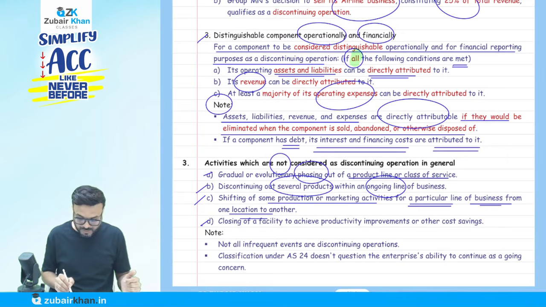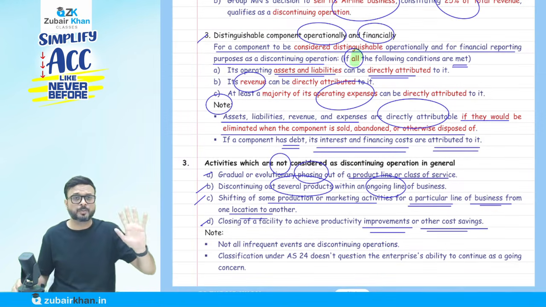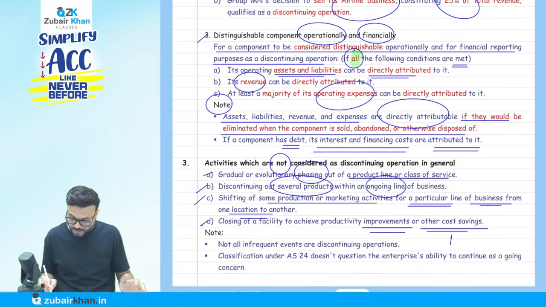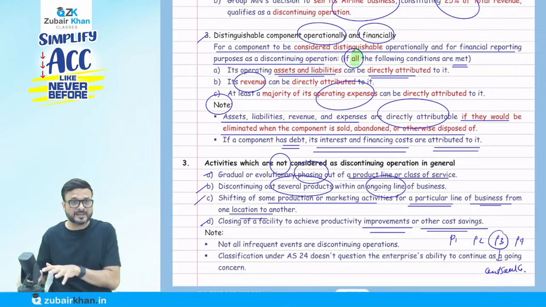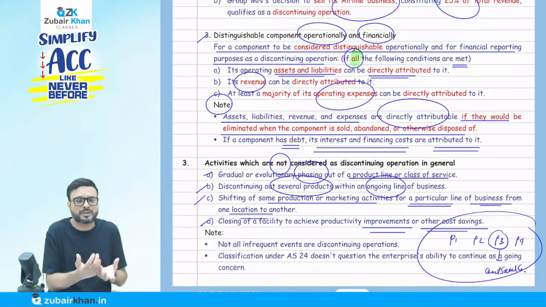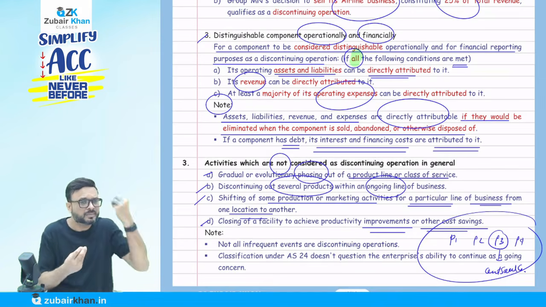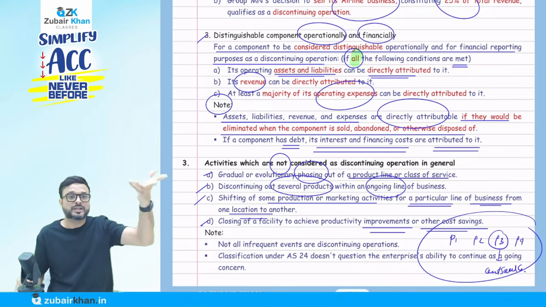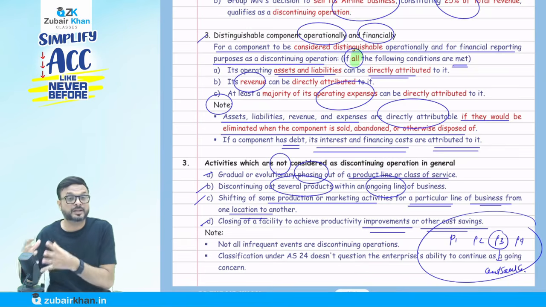And closing of a facility to achieve productivity improvement or cost saving. I have 4 processes: process 1, process 2, process 3, and process 4 is the final product. I say process 3 is very costly, so we outsource that. When I outsource that, it doesn't mean that we have discontinued the operation. The operation still continues. But the process is very costly, so let's outsource it to someone who can do it at a cheaper rate. That doesn't mean you're discontinuing the operation.